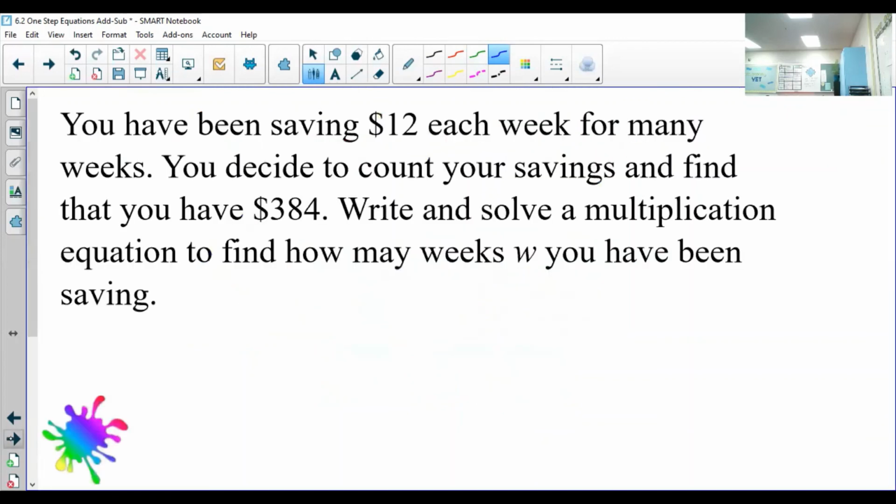Okay. You have been saving $12 each week for many weeks. You decide to count your savings and find that you have $384. Write and solve a multiplication equation to find how many weeks you have been saving. Okay, this is very similar to the last one. The first thing they want us to do is to write a multiplication equation.